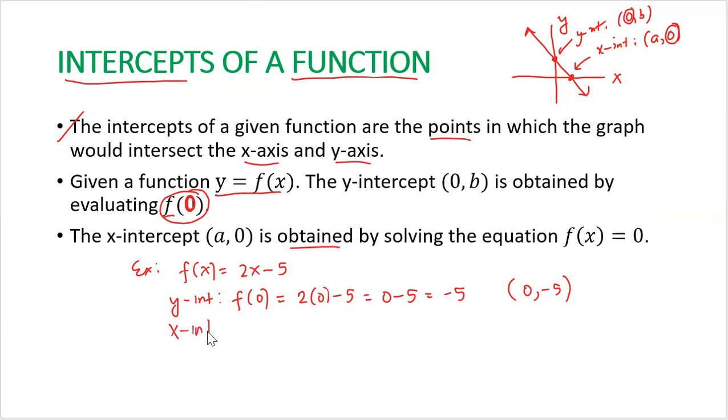Now for the x-intercept, we will be equating the function f of x to 0, and then we solve for x. So in this case, transposing negative 5, we get 2x equals 5, and then dividing both sides by 2, we get x is equal to 5 over 2. So which means that the x-intercept is 5 over 2 comma 0.